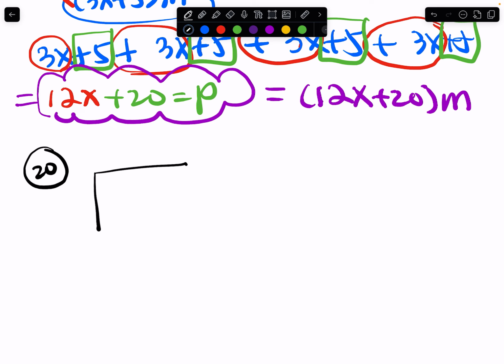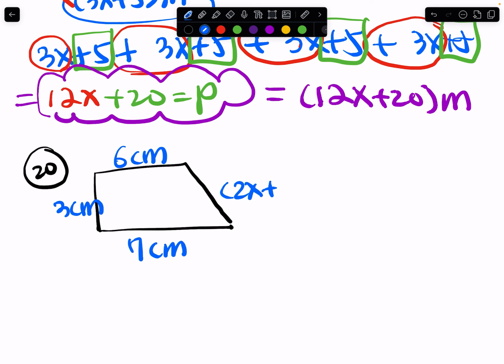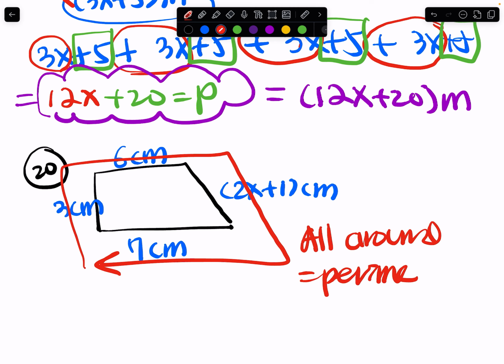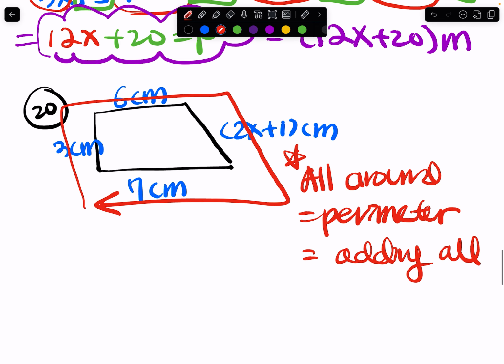My last diagram. To my eyes, it looks like a trapezoid. Okay, but it doesn't say. But anyways, 6 centimeters, 7 centimeters, 3 centimeters, parentheses 2x plus 1 centimeters. Now, same thing. It doesn't matter whether it's a trapezoid, a parallelogram, or a square. It really doesn't matter, because all we're talking about is perimeter, which is all around. All around means adding all. Okay? We're adding all. All right, so let's add them.